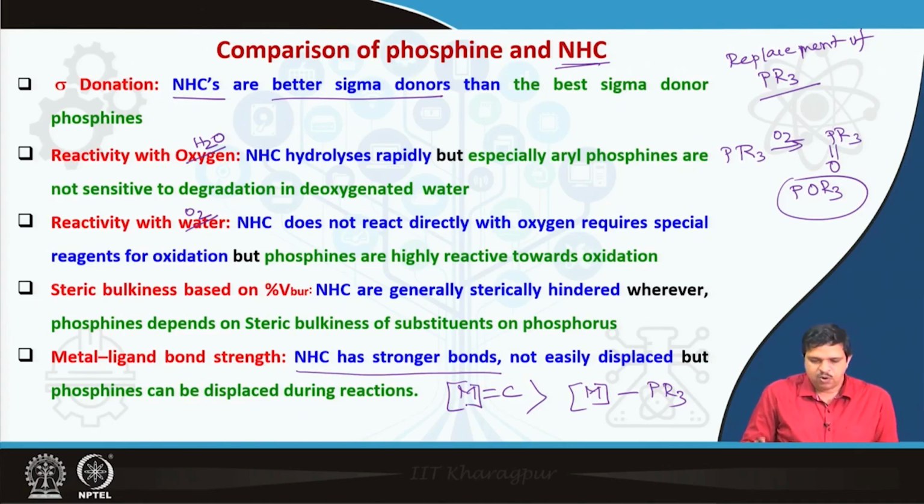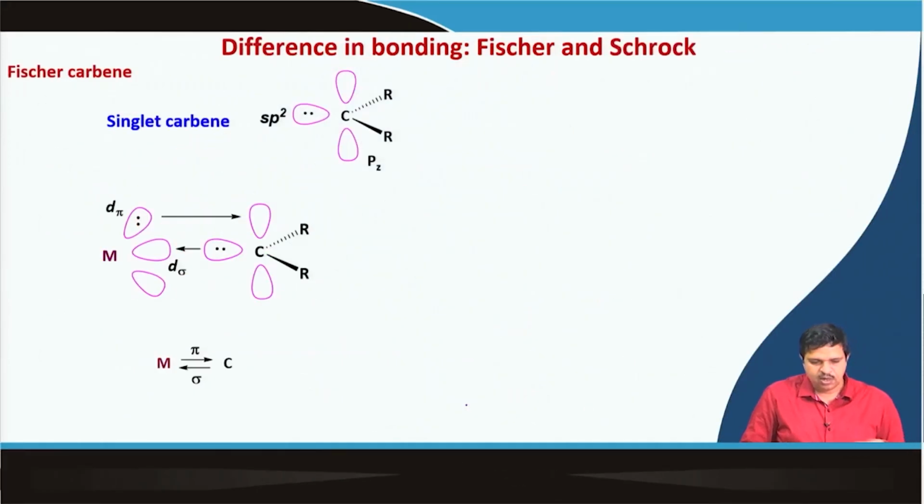Fine. So this is useful information, because in catalytic chemistry you will see in many cases it is claimed that this catalyst is designed by replacing the phosphines by the carbene. So it is good to know what the advantages and disadvantages are. Now let's come again to the more detailed discussion about the Fischer carbene.